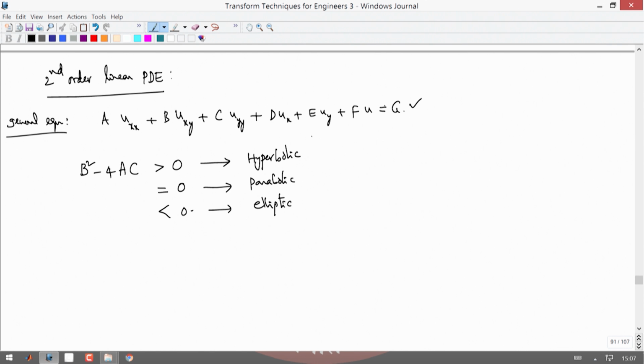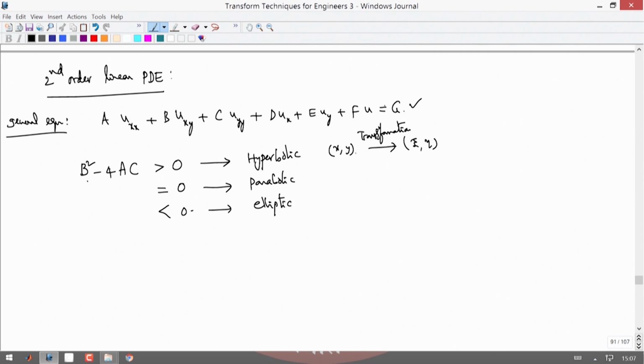Once you have this form, you change the variables x, y to new variables xi and eta. There is a transformation involved, from x, y to xi, eta, that is xi equal to xi of (x,y) and eta equal to eta of (x,y). Such a transformation takes you from these variables to the new variables.